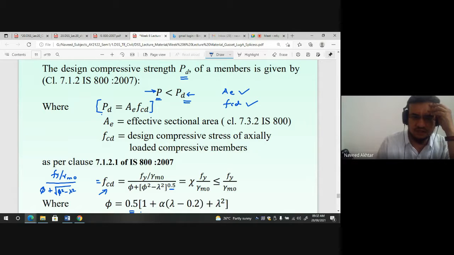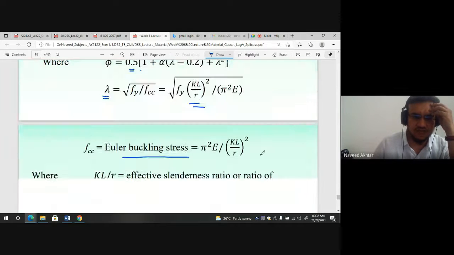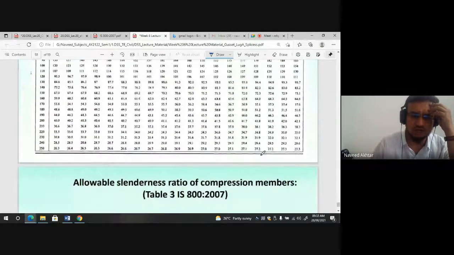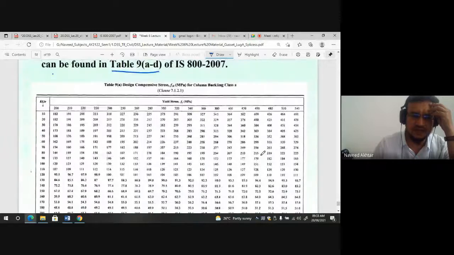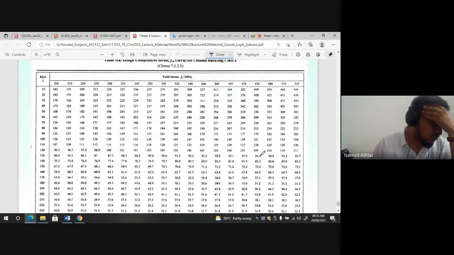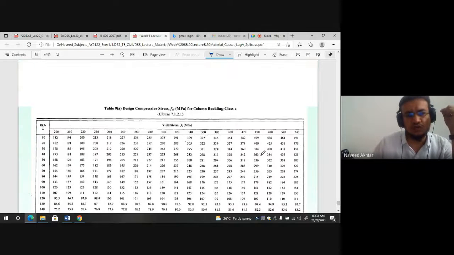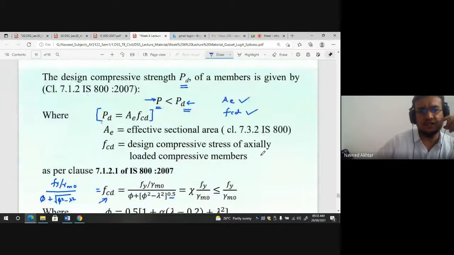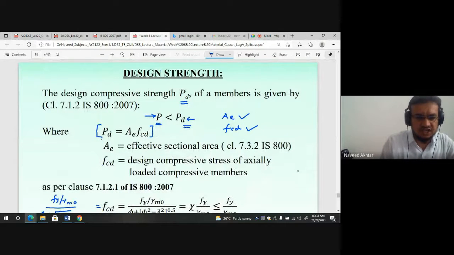So what is the effective cross section area? We know that there is section classification. Earlier we have done section classification, that is, we check the width to thickness ratio of the flange element and web element, and that gives us the plastic, compact or semi-compact section. So effective cross section area means at least your section classification will be semi-compact. It is not buckling classification, it is section classification.